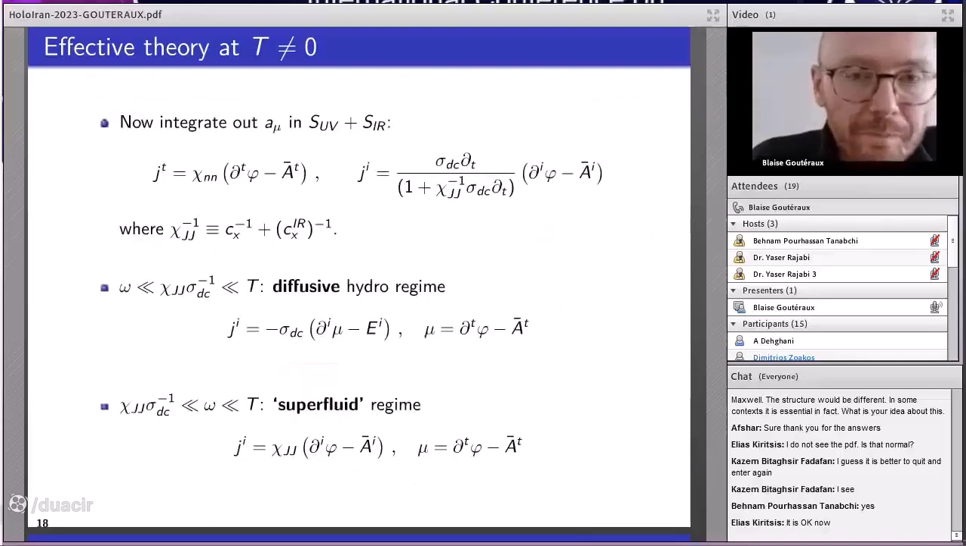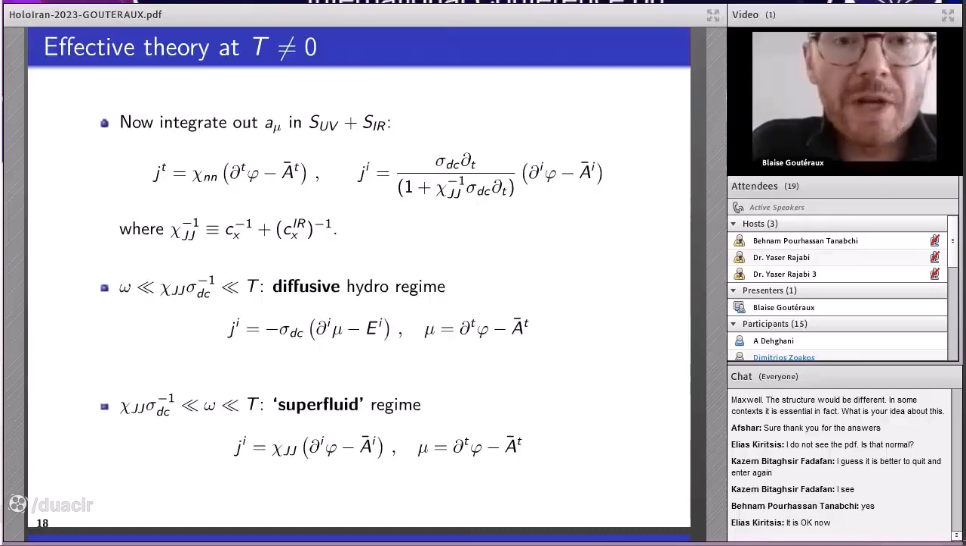Now what we do is we integrate out little a in this total action, and we find the currents of the theory. J^t is pretty much like what you would get for a superfluid, but J^i is very different. It has a non-local piece. We can now look at two frequency regimes. Either omega is much less than chi_JJ over sigma_DC, so that means we can neglect the second term in the denominator of J^i, and then we have the diffusive hydrodynamic regime. On the other hand, if the frequency is larger than chi_JJ divided by sigma_DC, then the second term wins, and the expression for J^i looks more like that of a superfluid.